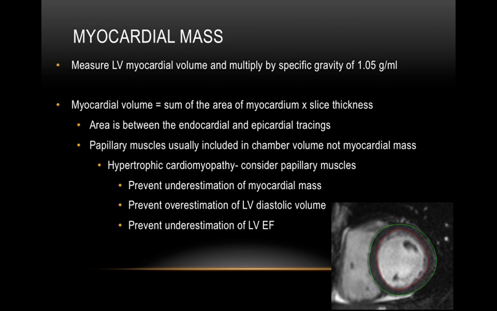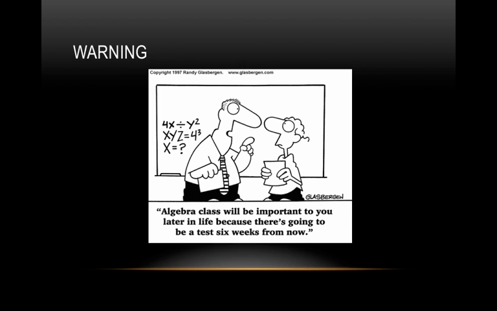However, keep in mind with hypertrophic cardiomyopathy, you may want to consider the papillary muscles as part of the myocardium rather than as part of the ventricular chamber. This can help prevent underestimation of myocardial mass, overestimation of left ventricular diastolic volume, and underestimation of the left ventricular ejection fraction. Now, I warned you a little bit about some math, and here are a few equations.